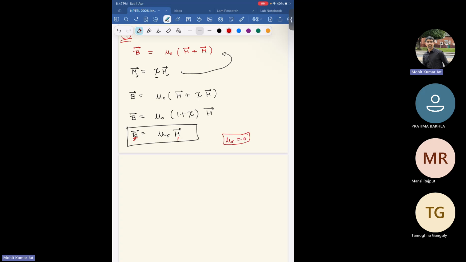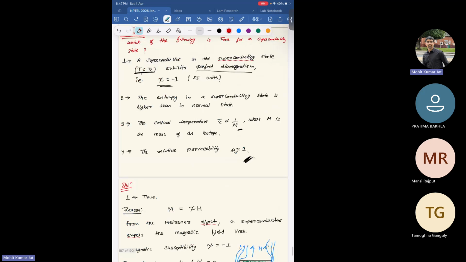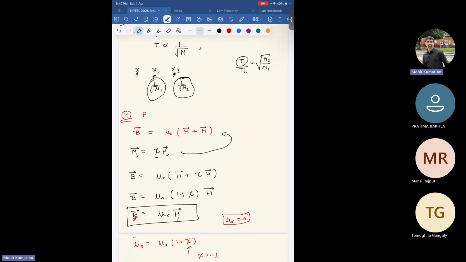Another thing is that mu_r is nothing but 1 plus chi, and chi we derived to be minus 1. That's what we said in option A. What does that mean? That means your mu_r is equal to 0. And your option says that the relative permeability mu_r is equal to 1. That means it is false. Is this clear? Is this clear to the class?